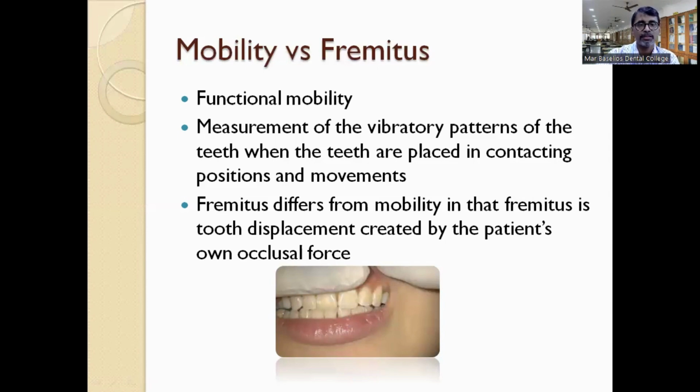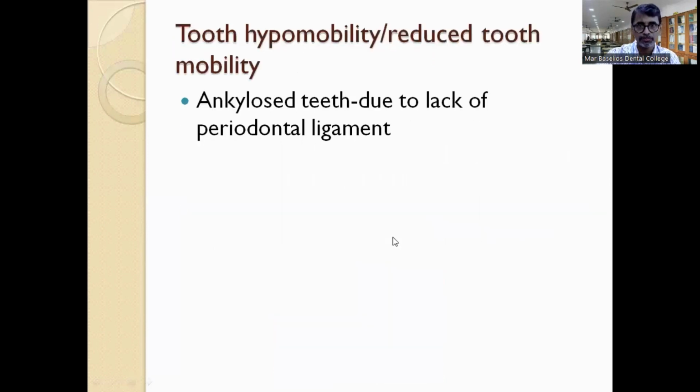You place an index finger or thumb at the cervical area of the tooth, and you ask the patient to bite in various positions like centric occlusion, edge to edge bite, lateral movements, protrusive movement, etc. The main difference between fremitus and mobility is that fremitus is tooth displacement created by the patient's own occlusal force, whereas mobility is elicited by the operator.